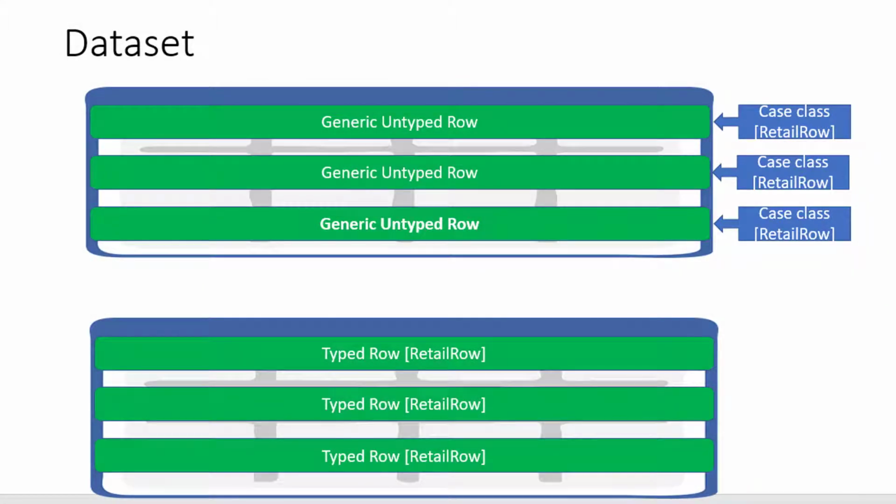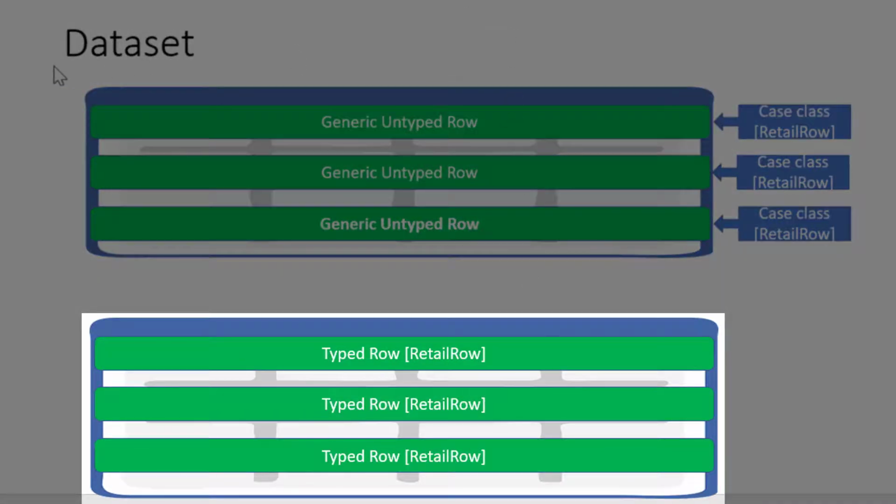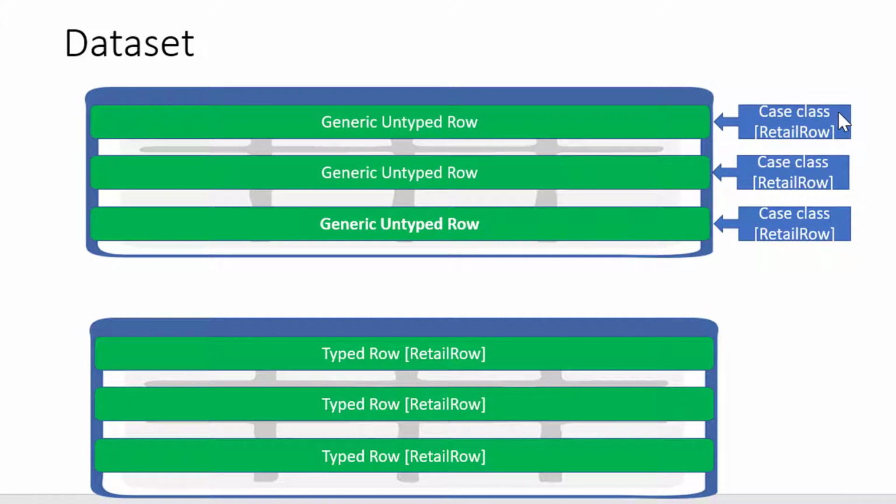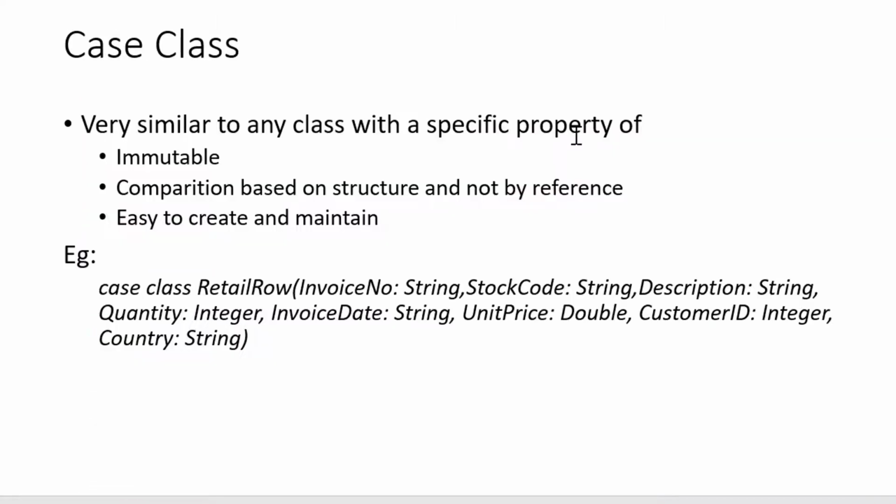And if I mix it with the data frame, what I'm going to get is going to be a dataset. So in this case, I have a data frame where I'm going to define a case class. Within Scala, we have a type of class called a case class. We can represent a case class with the columns or the fields and its type. It's very similar to any class that we have within any object-oriented programming, and it has some specific property where it is immutable, and comparison is based on structure and not by reference, and it is easy to maintain and create.